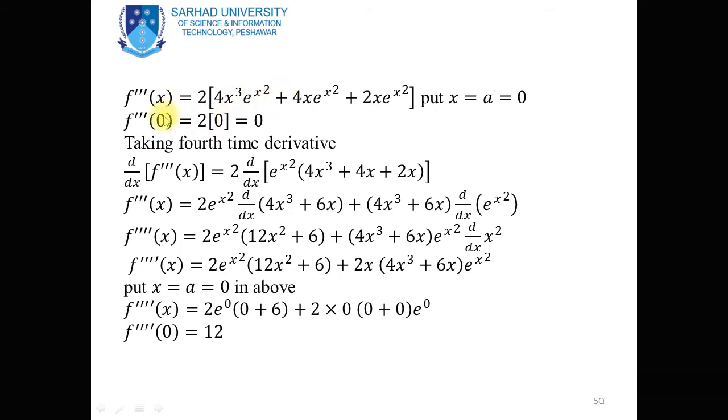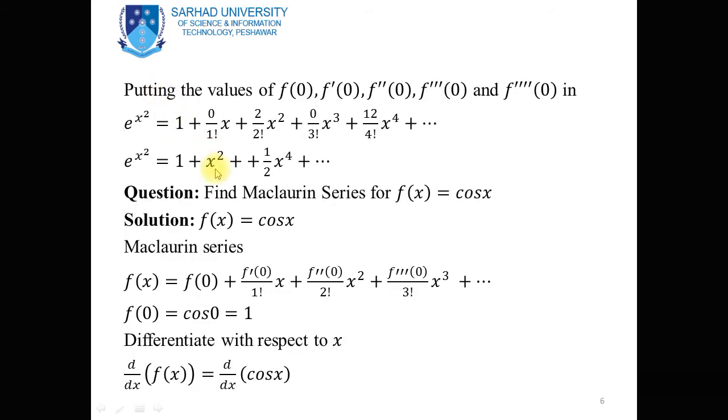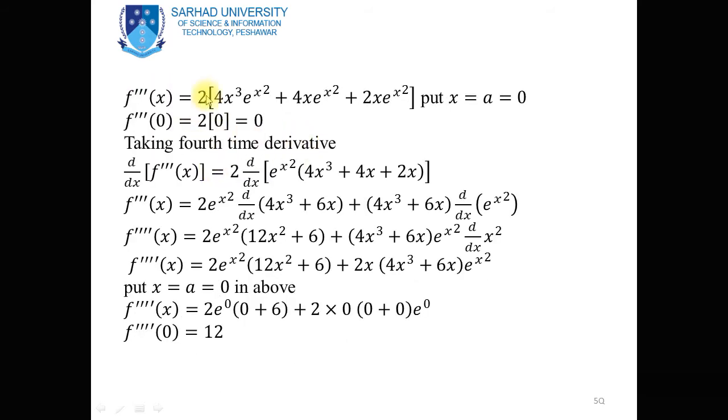Now putting x equal to 0 in this third order derivative, this term will be 0, this term will be 0, and this term also will be 0. So the third order derivative at x equal to 0 is equal to 0. Now the fourth order derivative of the function with respect to x: taking again the derivative of this third order derivative with respect to x, we will obtain the fourth order derivative.